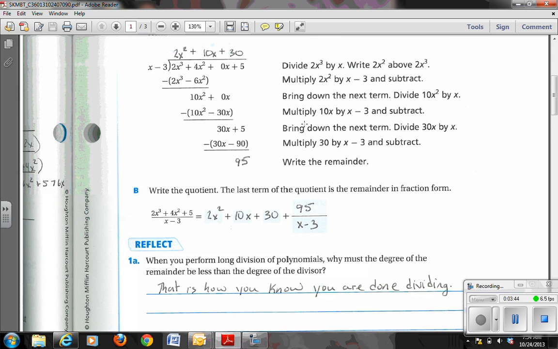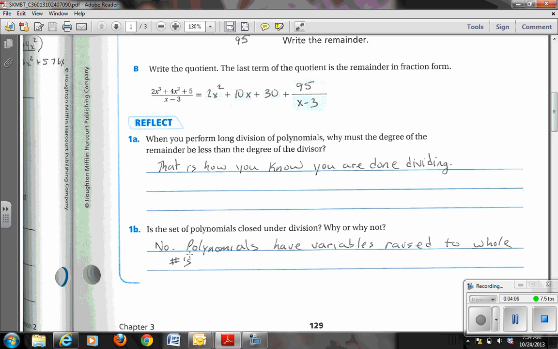So again, when I go through here, if this was still 95x, something like that, and the degree was a 1, and here I'm dividing by something with a degree of 1, I would know I need to just divide one more time, put one more number up on top. So again, the degree of this remainder should always be less than the degree of the divisor. That's how you know that you've finished.